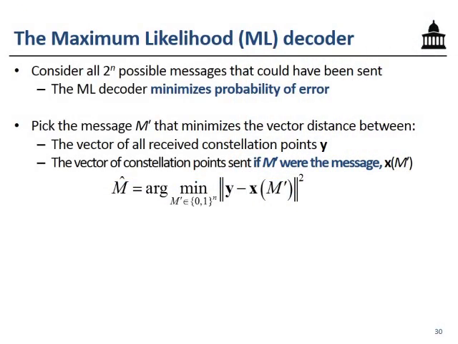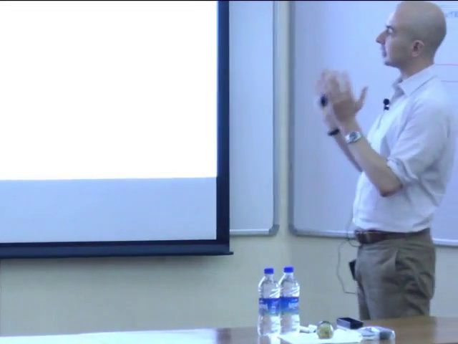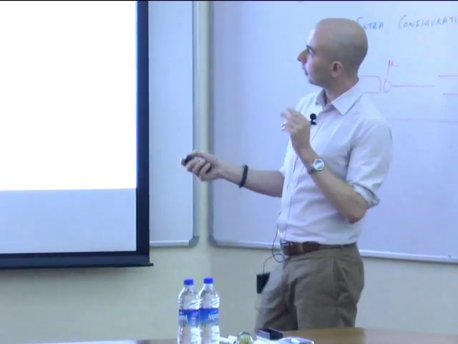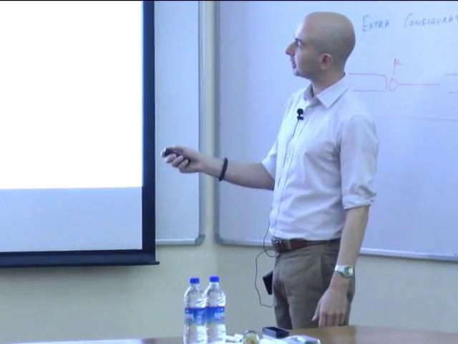Okay, so let me give you a few equations just to formalize this. This is exactly the same formulation as I've shown you graphically, and you can show that what I've described graphically is actually a maximum likelihood decoder. So you have 2 to the n possible messages that could have been sent, and you can show, theoretically, that the ML decoder minimizes the probability of error. This is picking the best, most likely point to have been sent.